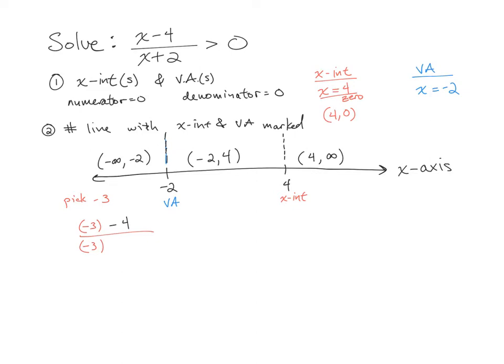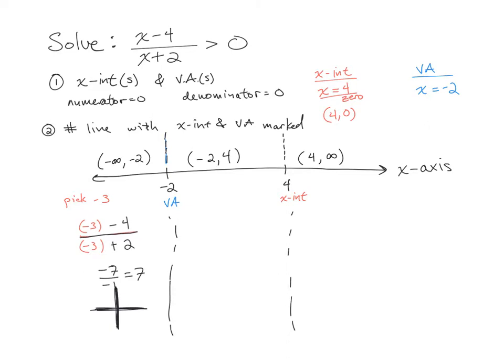So you can see I just took the number I picked and put it in for these x's. In the numerator I have negative 3 minus 4, and in the denominator I have negative 3 plus 2. And all we're going to do is see if that number ends up being bigger than or less than 0. So I'm going to calculate the numerator here. Negative 3 minus 4 is negative 7. In the denominator, negative 3 plus 2 is negative 1, so negative 7 over negative 1 is 7. That is positive. Positive numbers are bigger than 0. We'll get to that in a second.